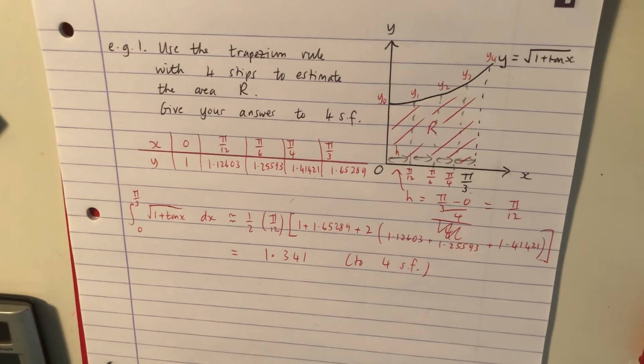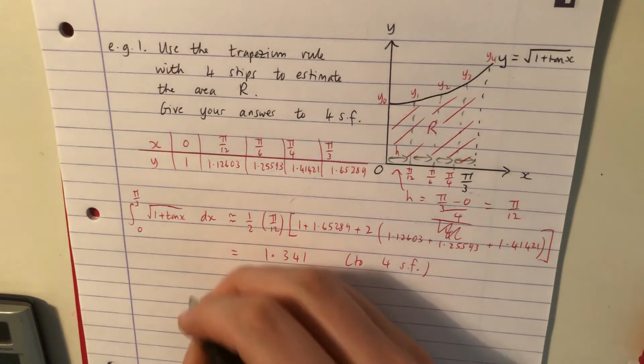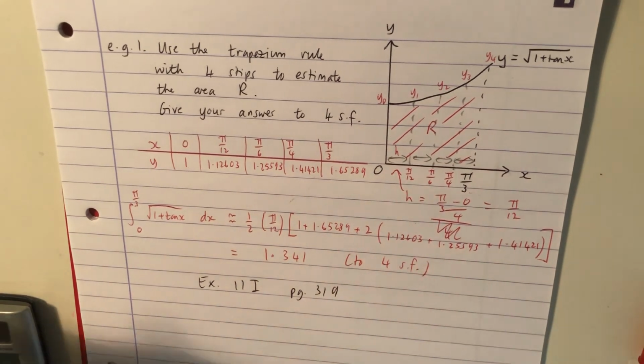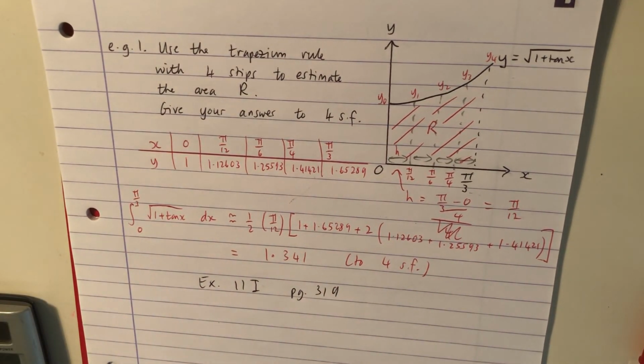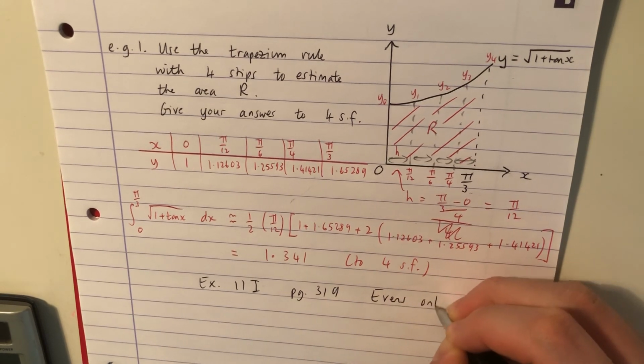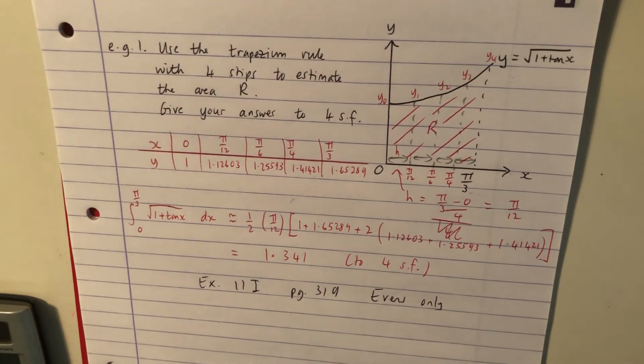So I would like you to try some questions from the textbook. We're looking at exercise 11I, which starts on page 319. I would like you to do just the evens only, just even numbered questions only. Post your workings on class notebook. Post any questions on Teams, and have a good day.